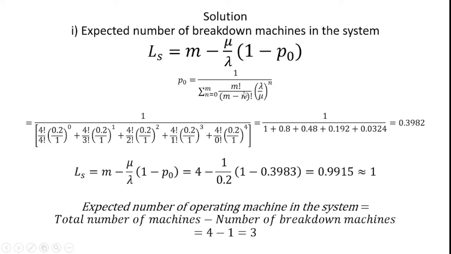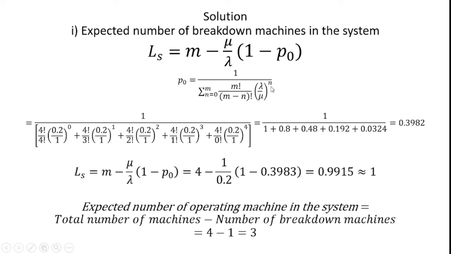What about the small n? The first customer enters into the service queue, so that n is equal to 1. So here small m is equal to 4, minus n is equal to 1, 4 minus 1 is equal to 3 factorial. After that, lambda as usual 0.2, mu as usual 1, 0.2 divided by 1.